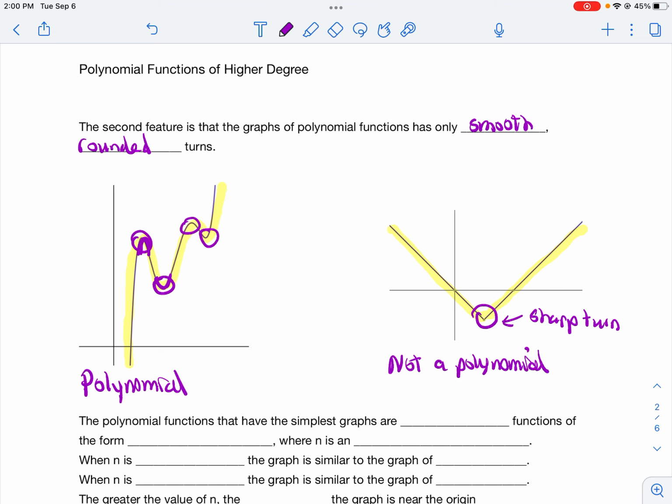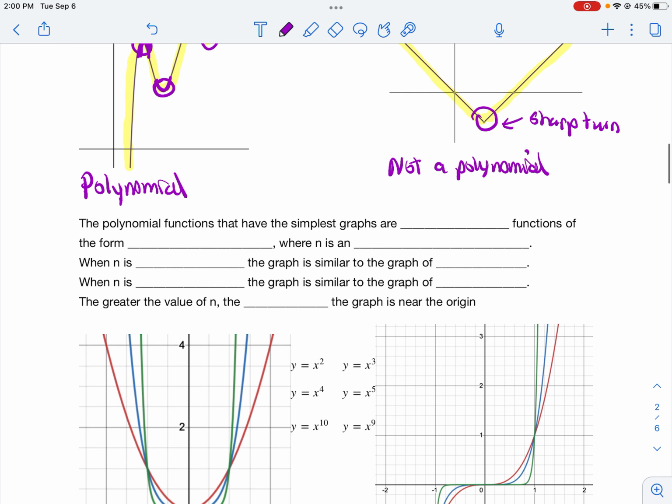Those are our two characteristics of graphs to make them polynomials. In fact, this is an absolute value graph, as we learned in our last unit, so it's obviously not a polynomial. Now that we know by looking at the graph if it's a polynomial or not, let's talk about some of the features of a polynomial function. And the feature we're going to talk about is what's happening at the extreme ends of our graph.